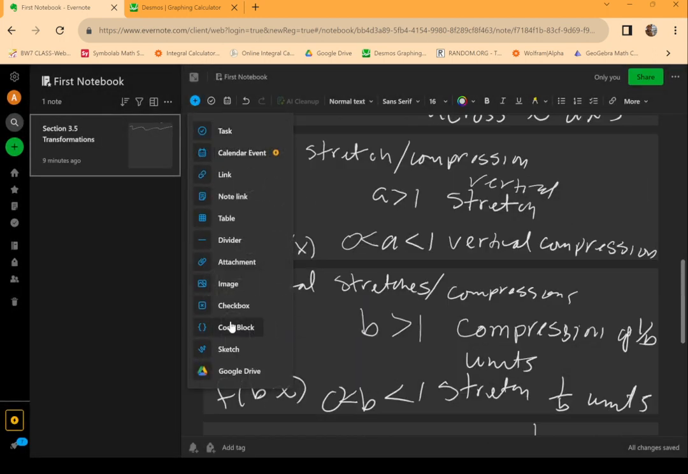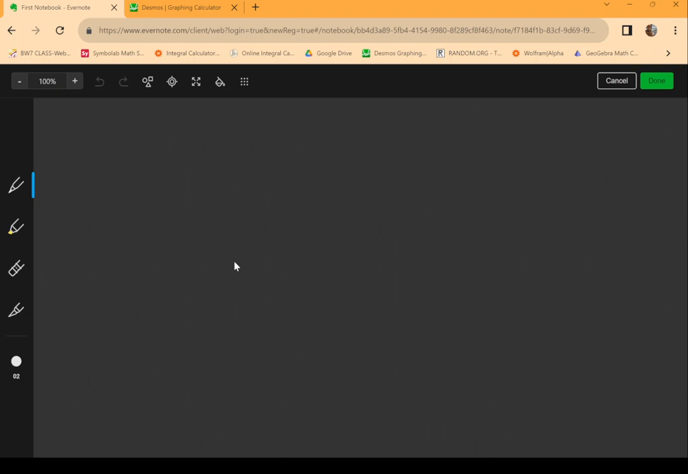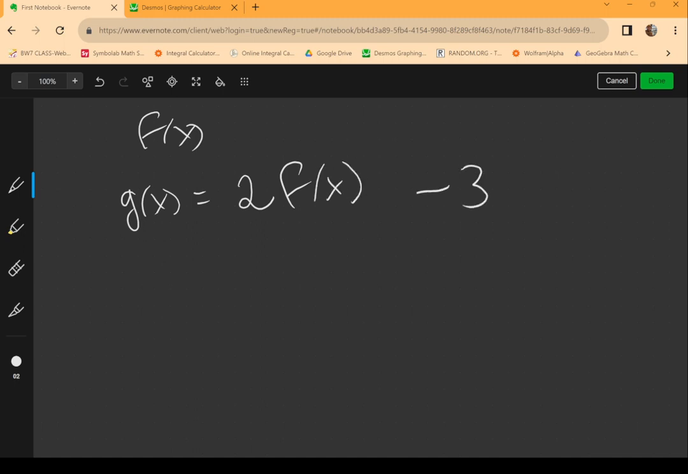All right, so here, for instance, let's try another one here. Okay, so let's say we have our f of x, and my g of x is going to be 2 times f of x, and then minus 3. So in this case, there's no reflections, but that 2, since it's outside the f of x, is going to be a vertical stretch of 2 units, and then minus 3 will drop it down, a vertical shift of 3 units down.